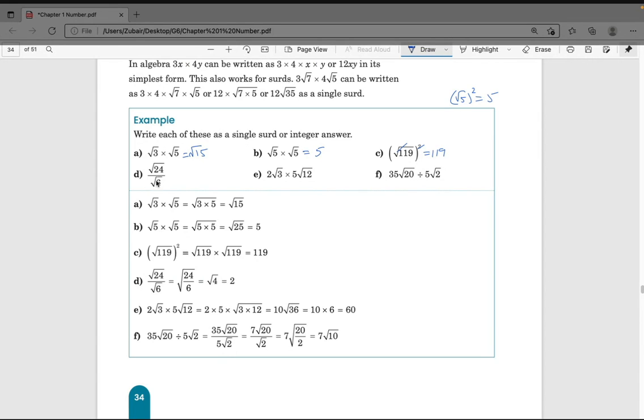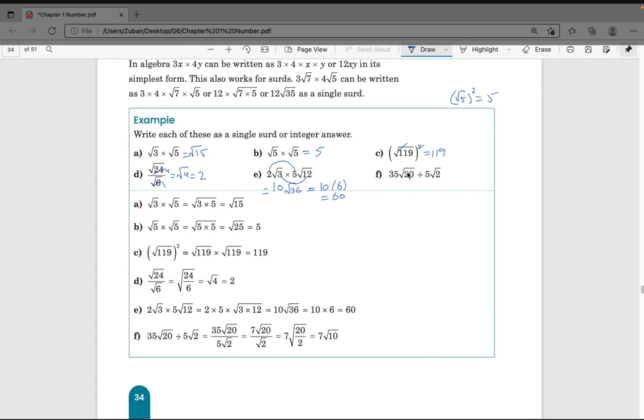D part, we can divide the numbers inside the square root. 24 divided by 6 is 4. So I'm left with square root 4, which is 2. Now the next one: outside number with outside, 2 times 5 is 10. 3 times 12 is 36. So it is 10 square root 36, whereas square root 36 is 6. So the final answer is 60.